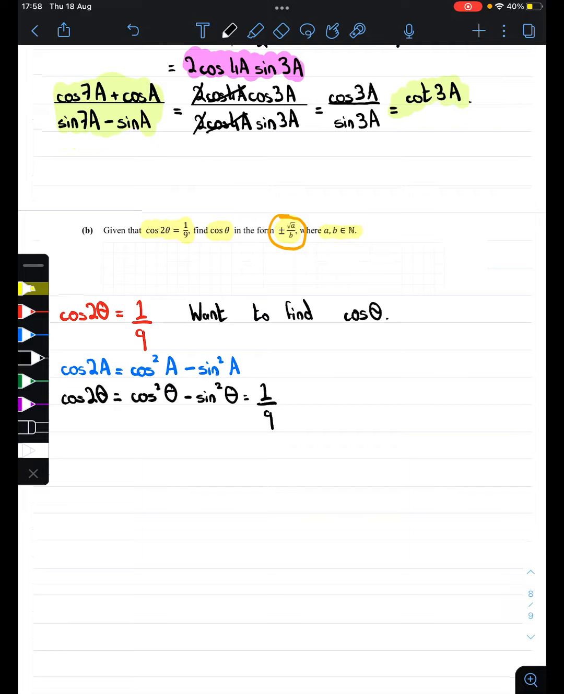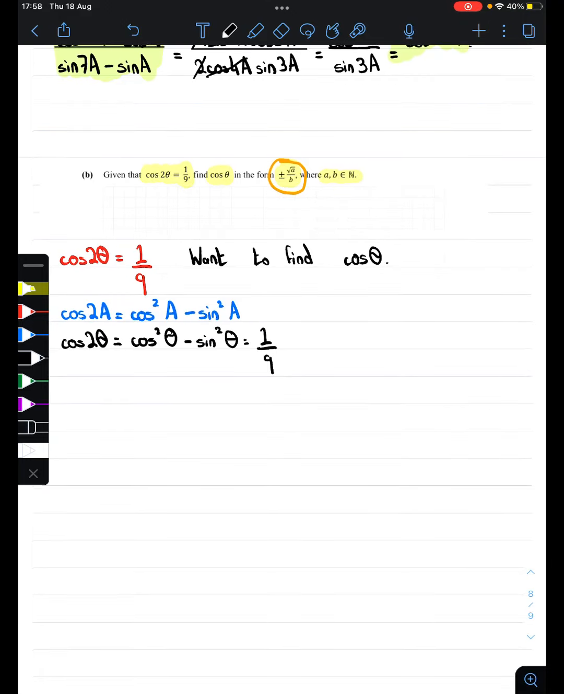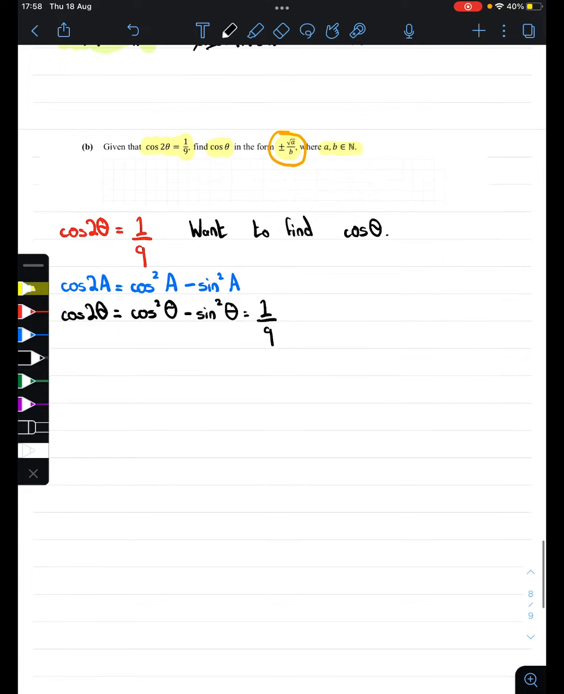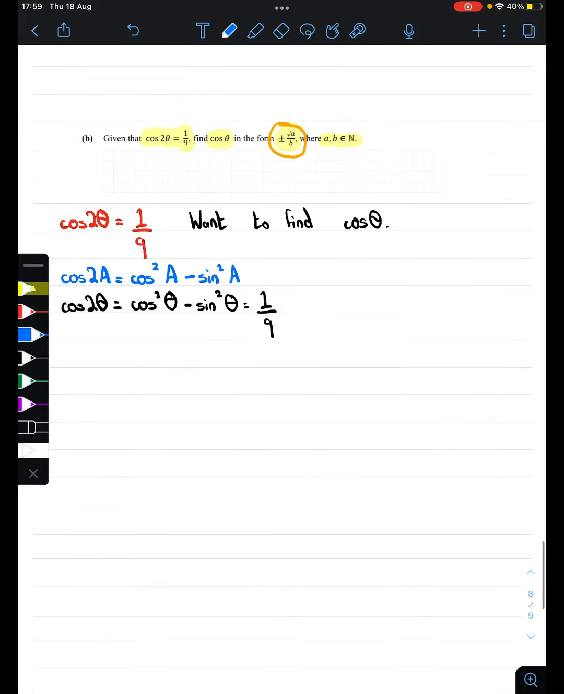Okay, but this doesn't really help us. We have a cosine theta term here, but we also have a sine theta term, and we don't really know what to do with this term. So we'd like to get rid of it and only have a cosine theta term. Is there a way that we can relate sine of theta to cosine of theta? Well, again, if we go to the log tables, we see that cosine squared of an angle plus sine squared of that angle is just equal to 1.